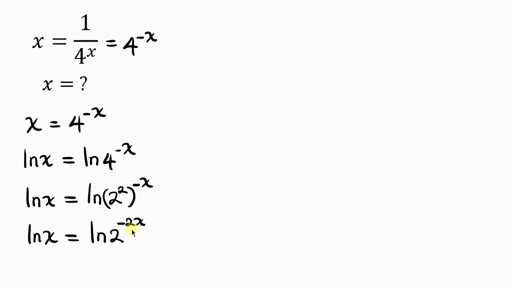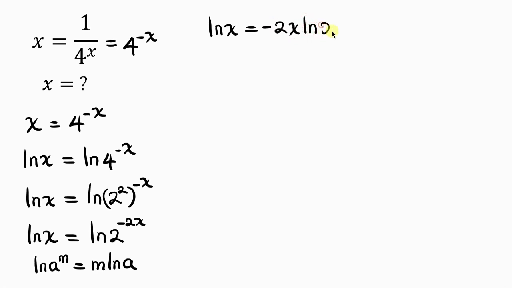Our next step will be for us to apply the property of logarithm, which says, for example, when I have ln of a to the m, this can be written as m times ln of a. Now let's apply this property to what we have on the right hand side. So I have ln of x equal to, now this becomes negative 2x times ln 2.